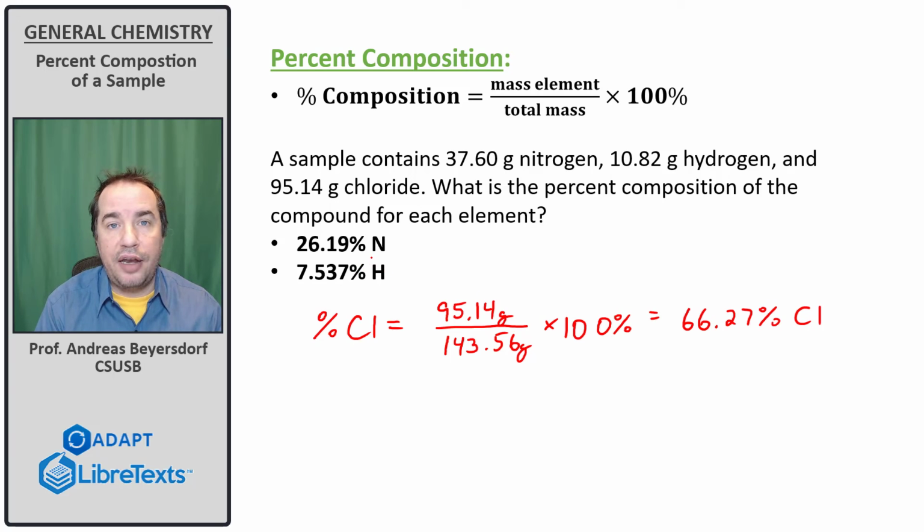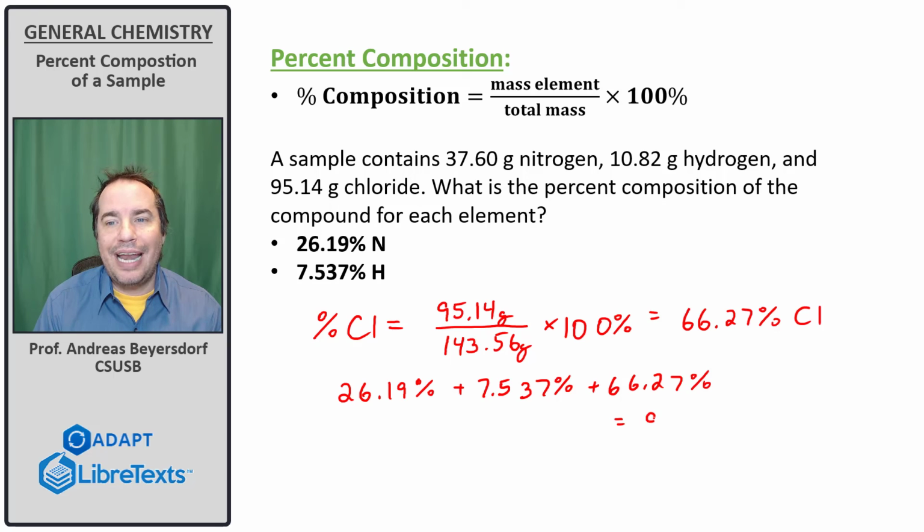We have the percentage nitrogen and the percentage hydrogen. Let's do one last thing. So if I take 26.19, that's the amount of nitrogen, 7.537%, which is the amount of hydrogen, and I go ahead and add in this 66.27% for the chlorine, I'm going to get 99.997%, or really close to 100%.